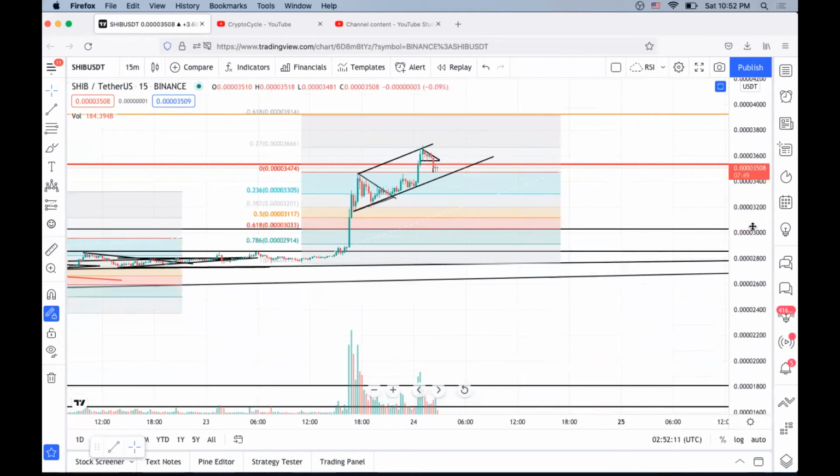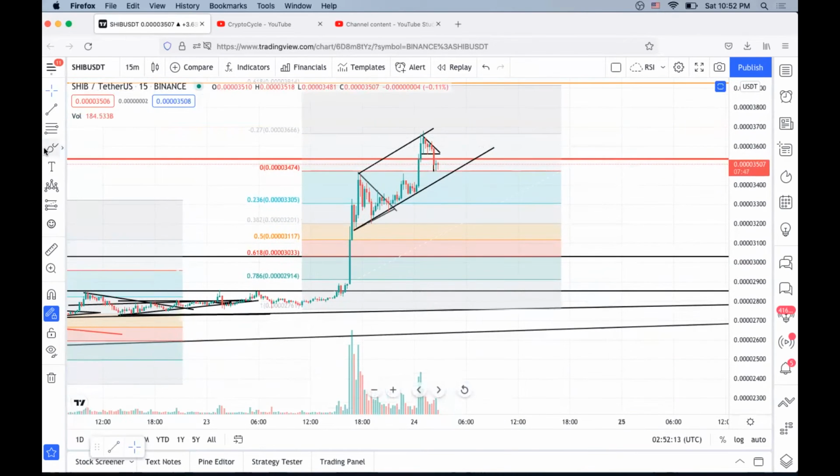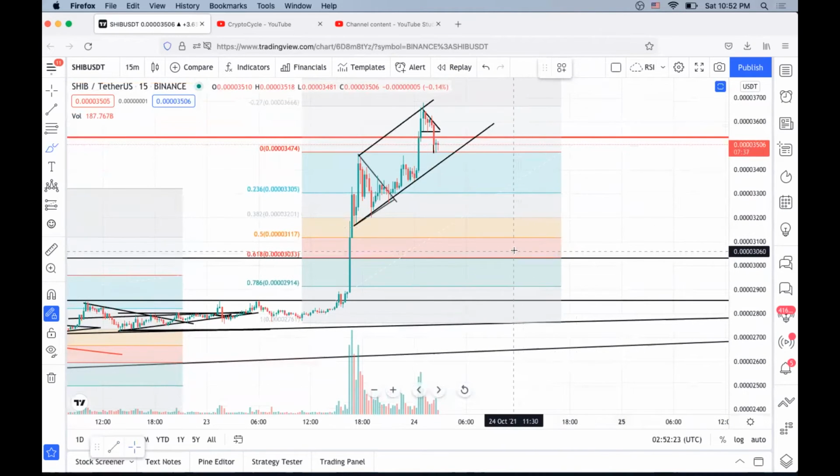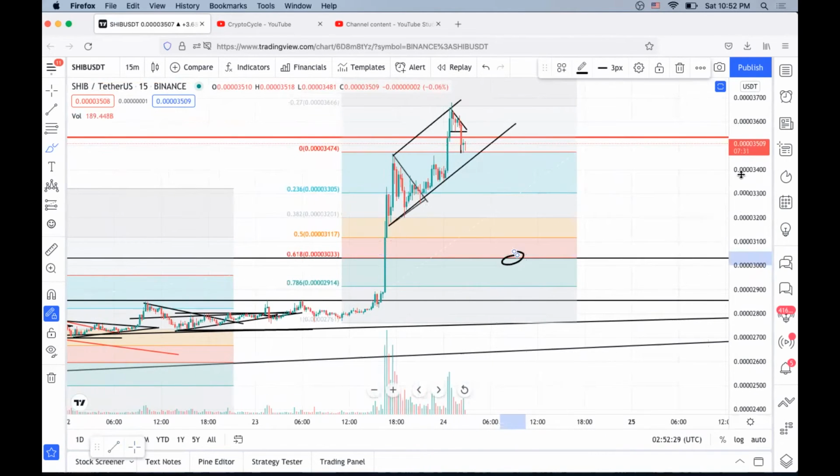And of course, on the other side, if we do break bearish, these are already our targets right here, already set for us according to the Fibonacci: the 0.236, the 0.5, and of course, our golden Fibonacci area, which is right around the 0.618 area. I don't think we'll go that low, but of course, we do still have that chance.